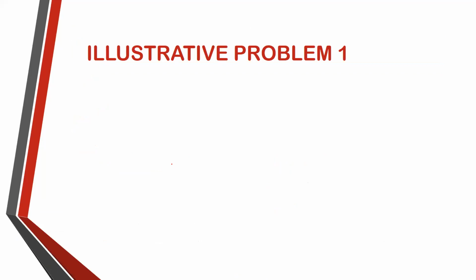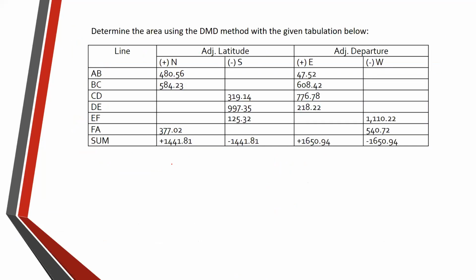This is easy. Illustrate problem number 1. Determine the area using the DMD method with the given tabulation below. As you can see in the tabulation below, let's check whether the latitude is adjusted. So here, we have the adjusted latitude. We can see that in the summation. Based on the data, we can say that there is no linear error of closure if the south has the same magnitude as the north. And as you can see, that is the same magnitude. So it means our latitude is really adjusted.